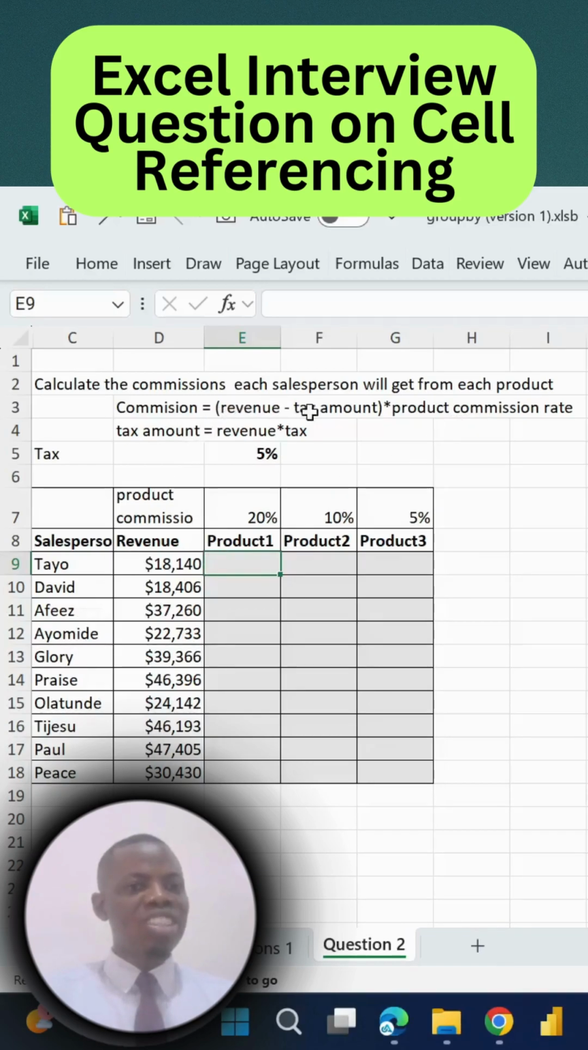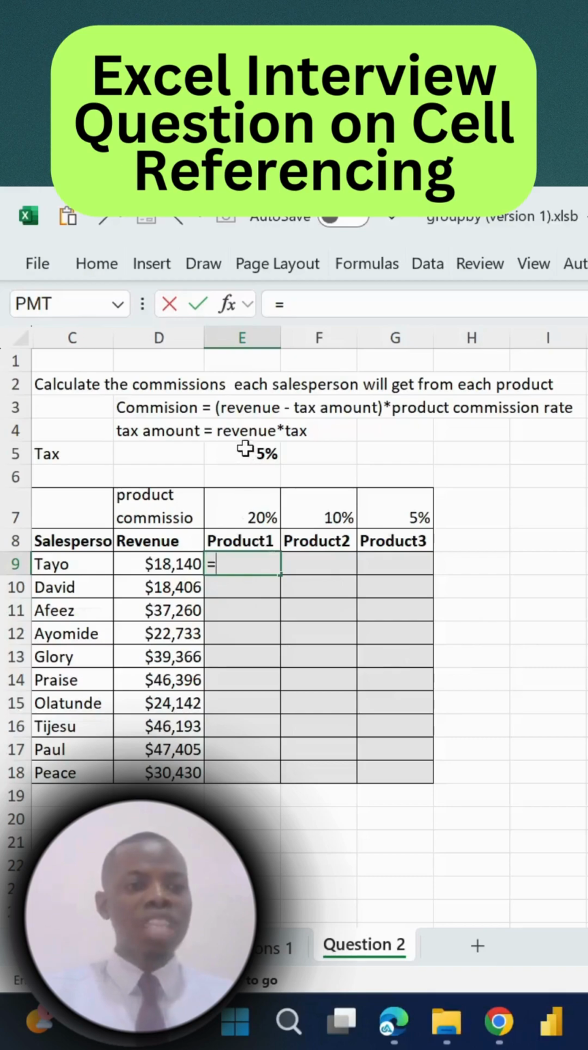So we are deducting tax amount from revenue. And then whatever remains, we'll multiply it with the commission rate by the product. So each of the products has different commission rates. And we've also been given how to calculate the tax amount, which is revenue multiplied by tax. So how do I write a formula to solve this? And for me, I want to write just one formula. I don't want to waste my time. So just one formula to calculate the entire thing.